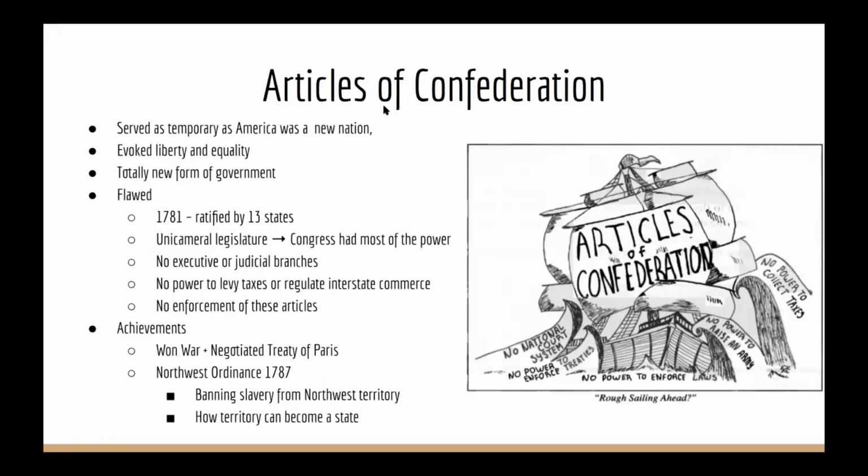So, the Articles of Confederation, this is very interesting actually. The Articles of Confederation were actually drafted before the colonists won the American Revolution. Basically, it was almost like a system of government, or laws, or rules or guidelines of how the government should be run. And it served as a temporary system, as America was a new nation. So the Articles of Confederation evoked a lot of the liberty and equality ideals that we mentioned before.